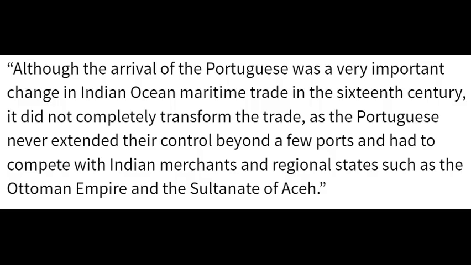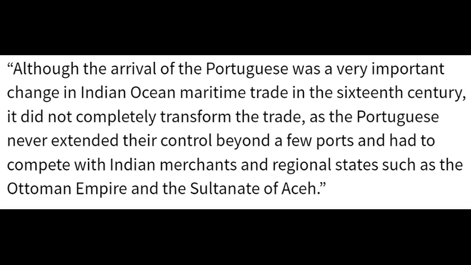Okay, so back to that Portuguese and the Indian Ocean Basin Trade 2019 DBQ question. Let's look at a thesis that gets the point. Here we go. Although the arrival of the Portuguese was a very important change in Indian Ocean maritime trade in the 16th century, it did not completely transform the trade, as the Portuguese never extended their control beyond a few ports and had to compete with Indian merchants and regional states, such as the Ottoman Empire and the Sultanate of Aceh.